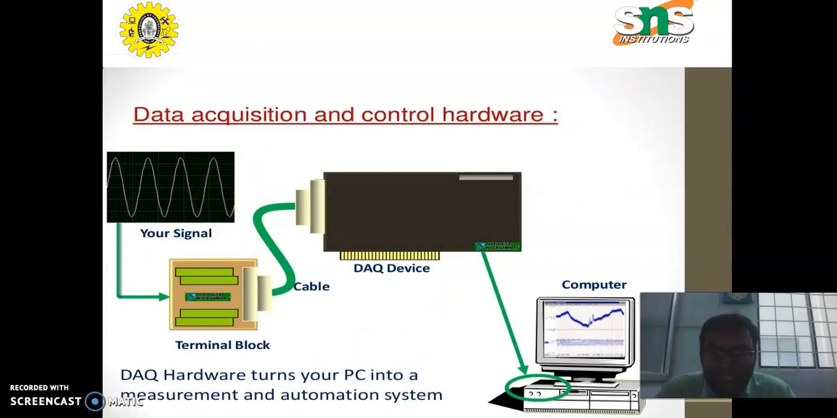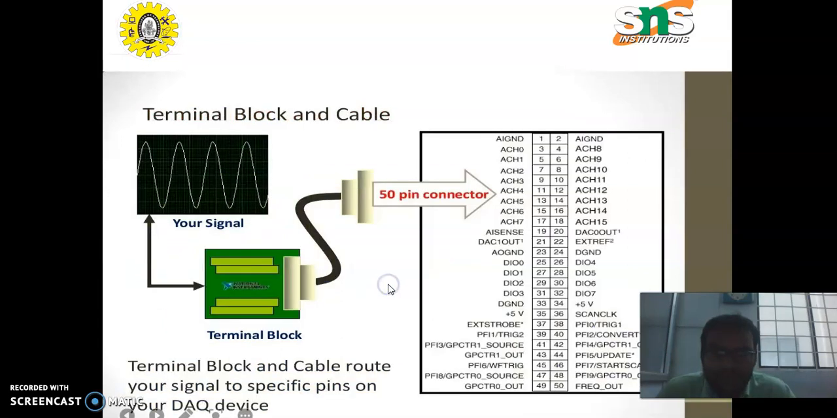Data acquisition hardware turns your PC into a measurement and automation system. This is an example: a terminal block and a cable route your signal to specific pins on your DAQ. These are all some of the 50 pin connector.